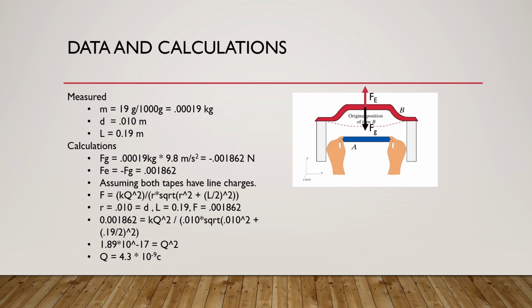KQ squared divided by R times the square root of R squared plus L over 2 squared. The L is going to be the length of the tape. The R is going to be the distance between the two tapes. And the force is going to have to equal 0.001862. So we actually solve that out, and we come to have a Q of 4.3 times 10 to the negative 9th coulombs.